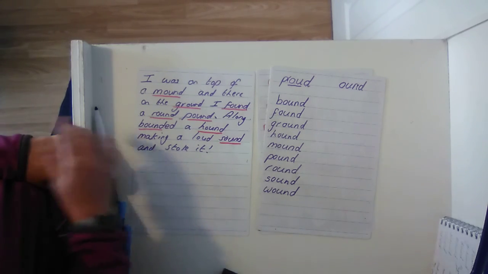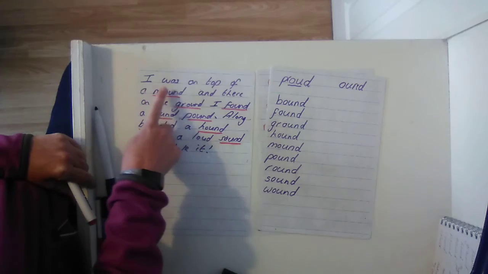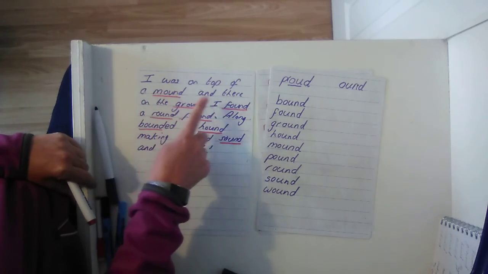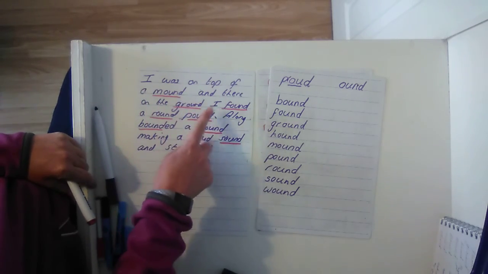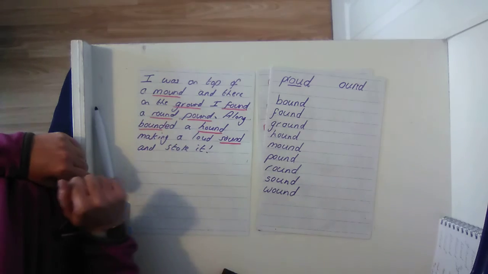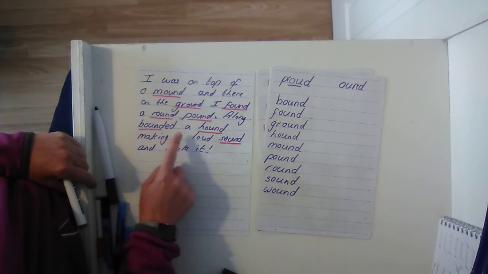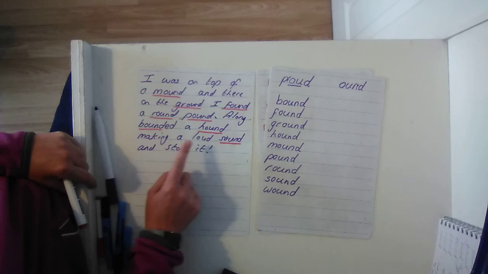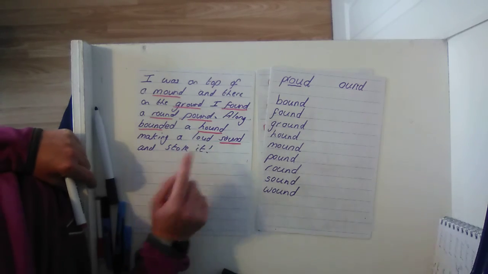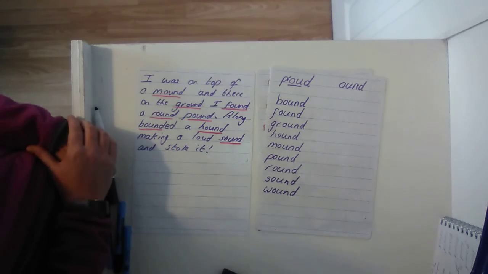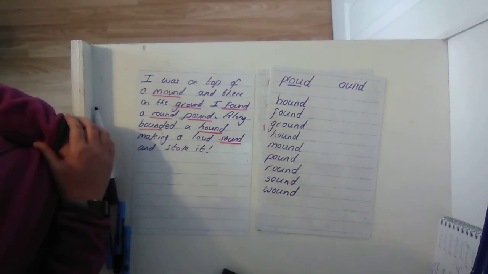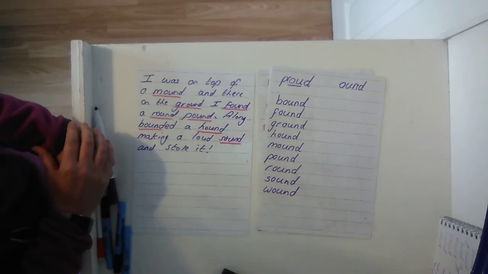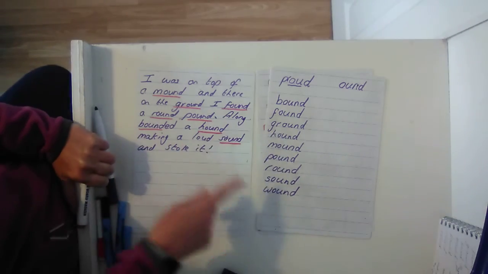So let's see if we can say this sentence together then. I was on top of a mound, and there on the ground I found a round pound. Along bounded a hound, making a loud sound, and stole it. Well done, boys and girls. Why don't you see if you can make your own silly sentence for the ound words that we found?